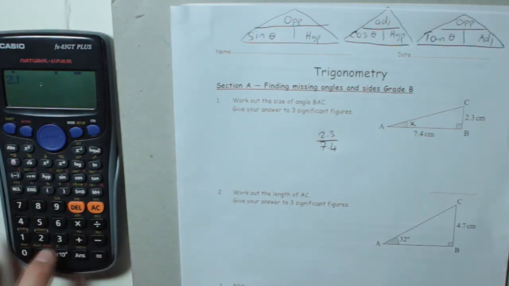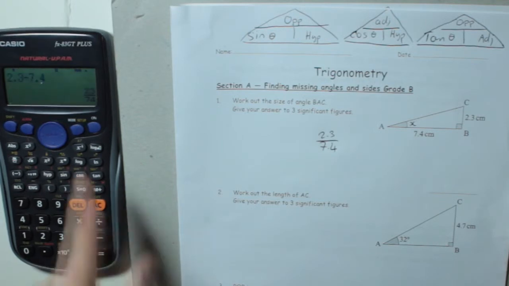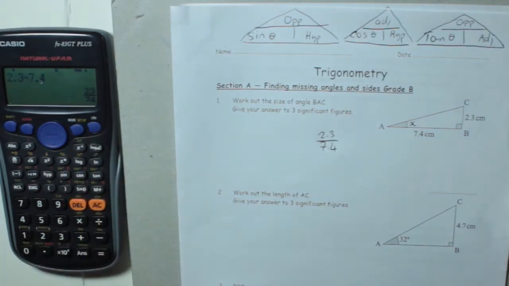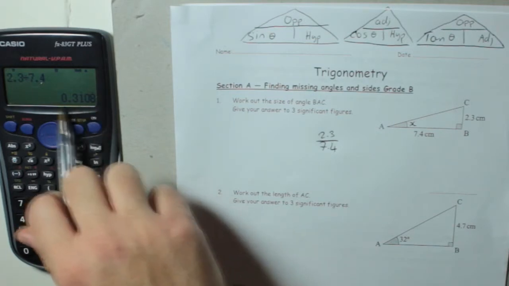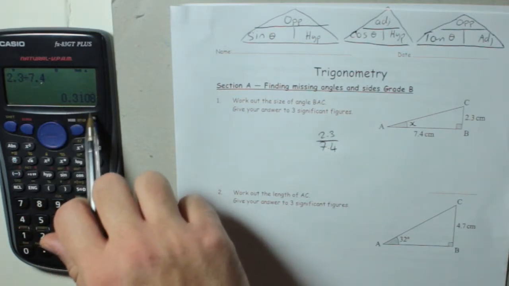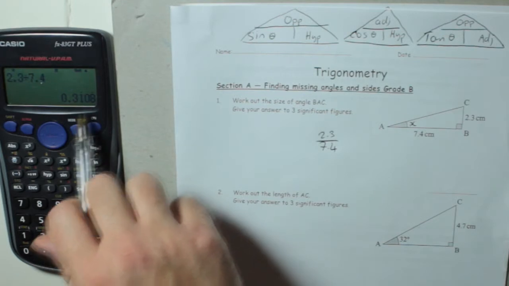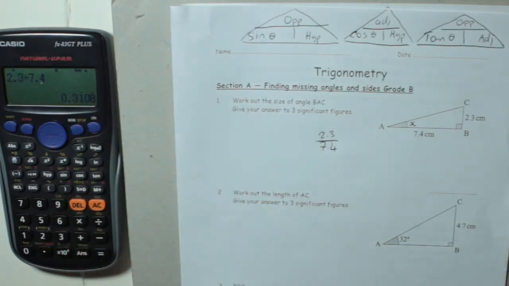I could do 2.3 divided by 7.4. And it gives me 23 over 74. On a Casio you press the S-D button, you can get it as a decimal. But that isn't the angle, remember. Now to get from the tan of the angle, which that is, to the actual angle, we need to go back.